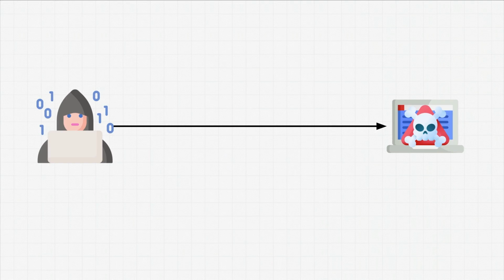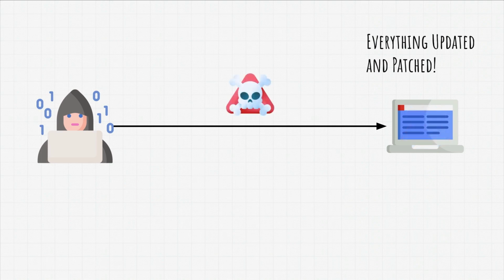So let's think about what would be the easiest way to prevent this. Well, if you said to patch and update everything on this machine, you are correct. We should update all the services, applications, and software that are running on the target machine and that are also exposed to the internet. This way, the attacker can try to exploit our machine, but it will be unsuccessful.